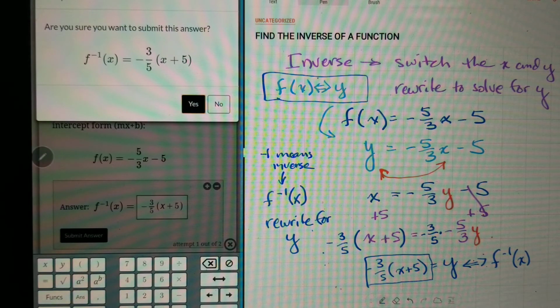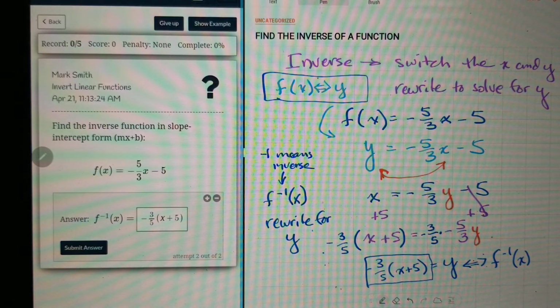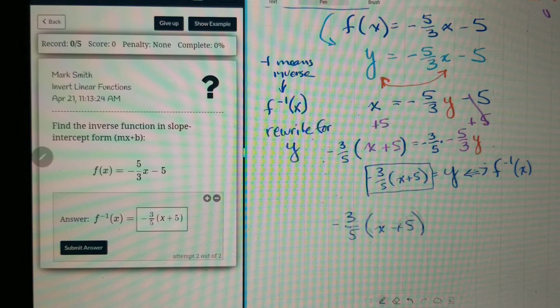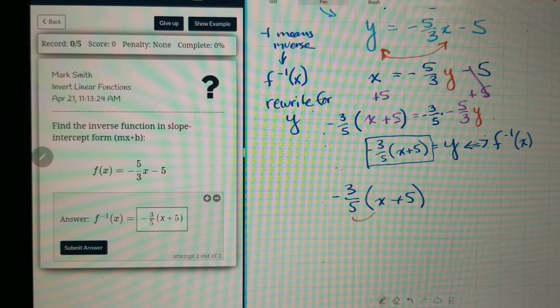Submit, and let's see, no, they're not going to let us do that. Okay, so they're going to make us multiply out this fraction. All right, so we have to do this distribution, -3/5 times x plus 5. This is just a simple little distribution problem. We're going to multiply this, and we're going to multiply that.